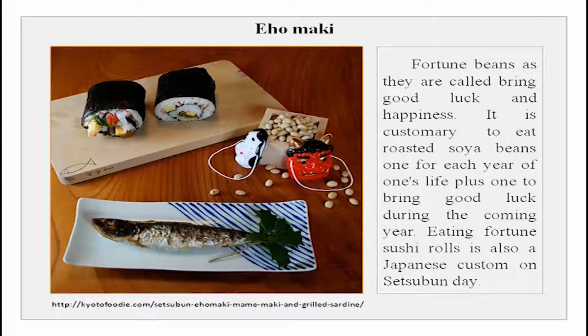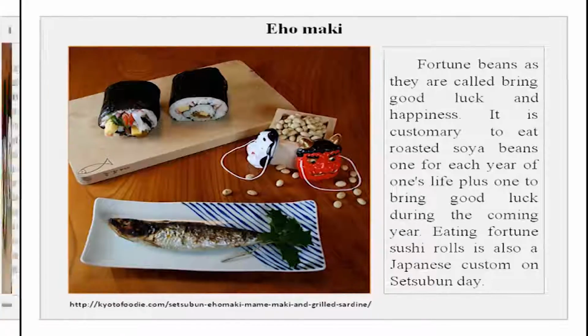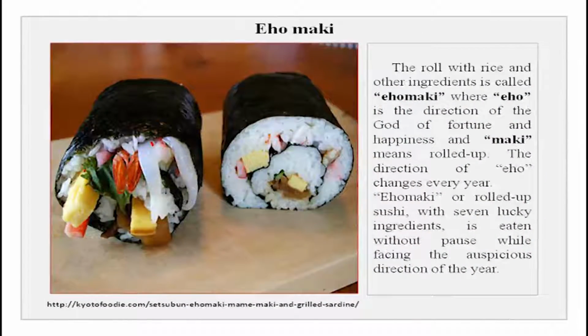And eating sushi rolls is also a big custom on Setsubun day. Now, the important part over here is that these rice rolls, or sushi as they are called, are eaten that day sitting in the direction of the god of fortune and happiness. You face the direction where the god of happiness and fortune is, and you eat these rolls thinking that good fortune will come to you.